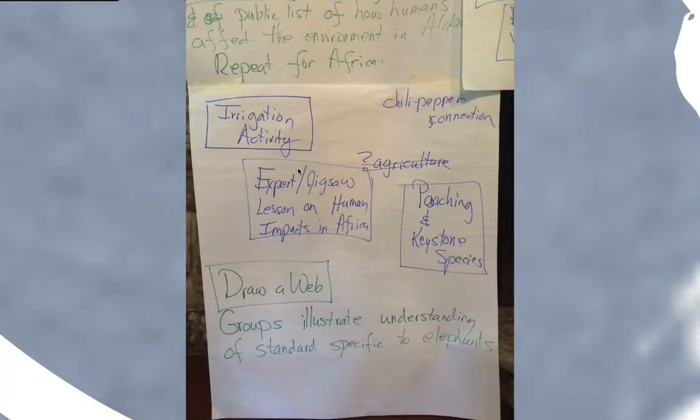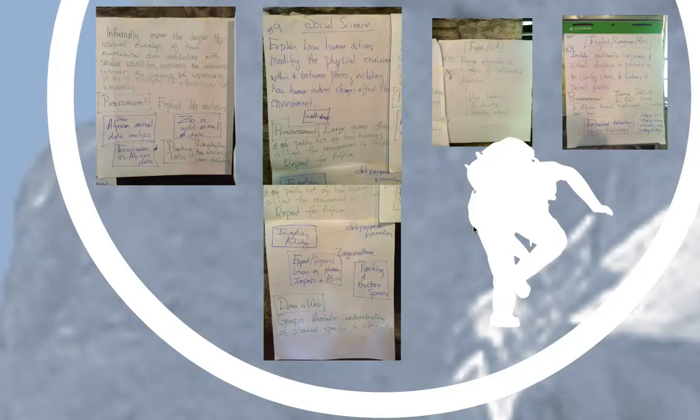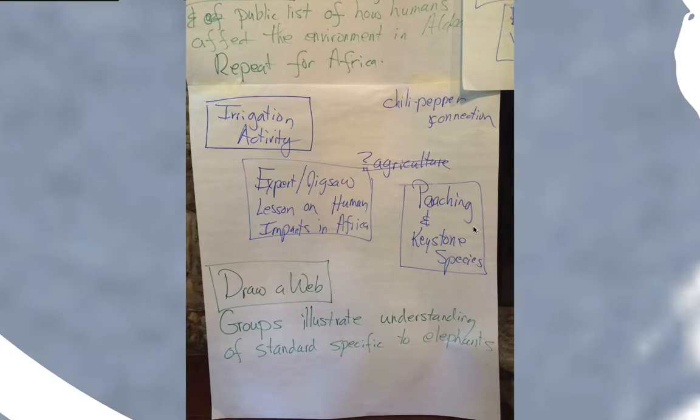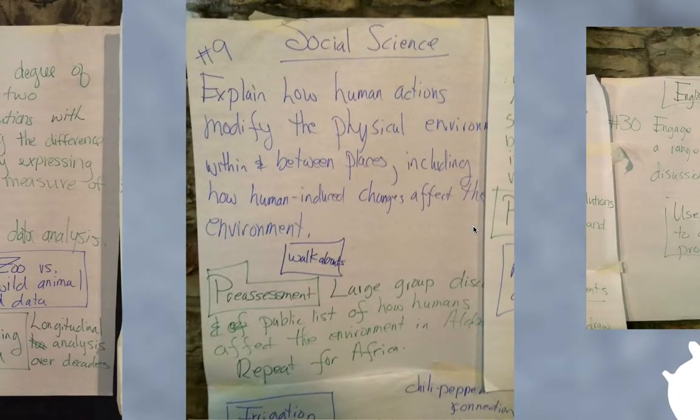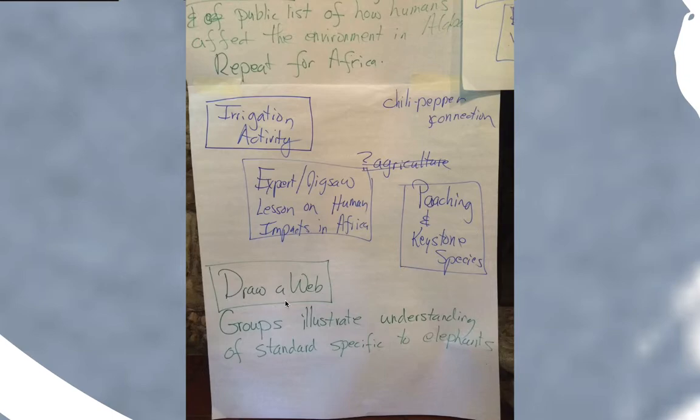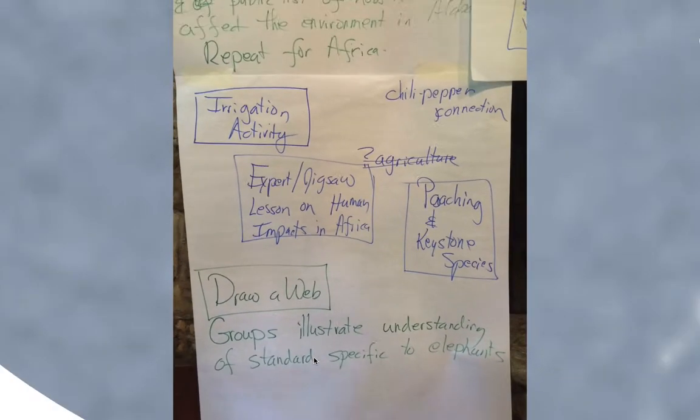We had 3 learning experiences, such as an expert jigsaw lesson on human impacts in Africa. Each learning experience would have an embedded assessment back to the standard, and then we would end with a final formative assessment where they would draw a web to show that they could illustrate their understanding of the standard, but specific to elephants only.